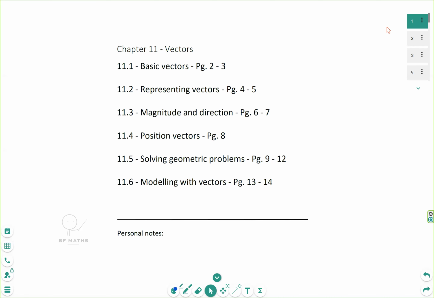Welcome to Pure One, Chapter 11, where we will be looking into vectors, bringing you from GCSE vectors to A-level vectors. Same magnitude, same direction. Pun intended, get it? Anyway, we'll start with some basic vectors, looking at what you've learned before, and then go all the way to solving geometric problems. To be honest, some of the things you might have done in GCSE are usually very hard questions on vectors. But anyway, let's go through.